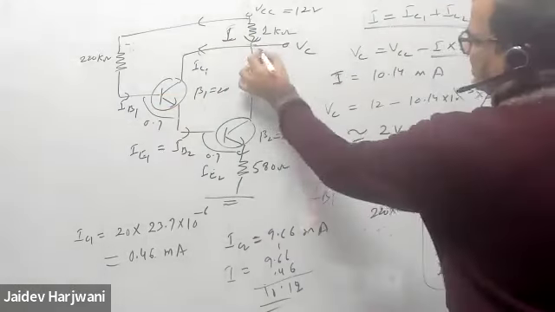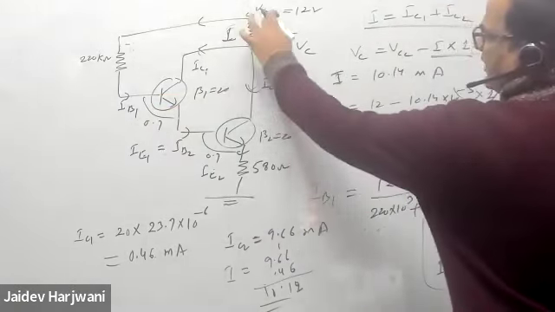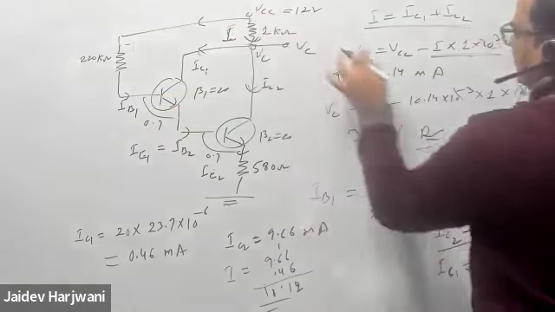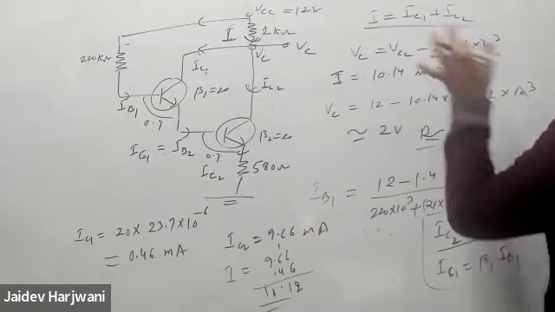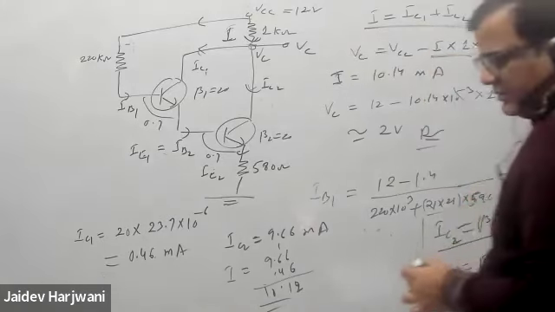Now how will this VC come, how will this point VC come? This voltage minus this drop: VC minus BCC minus I into this 1 kilo ohm drop. Yes sir, perfect. Thank you. That's why I find I is equal to IC1 plus IC2.